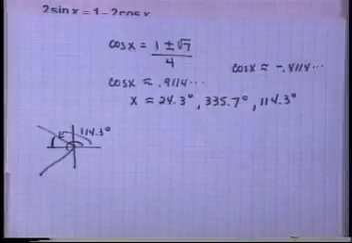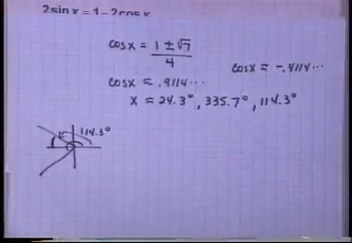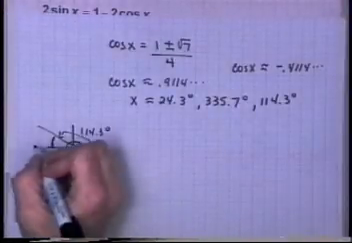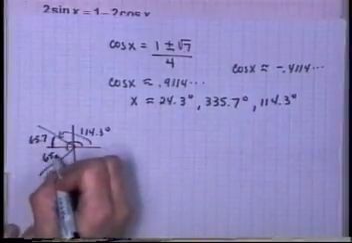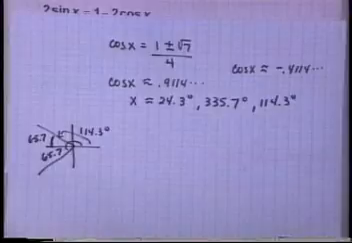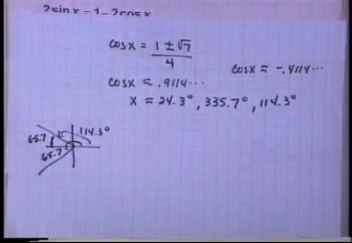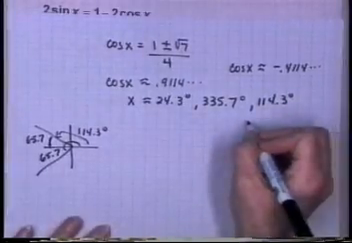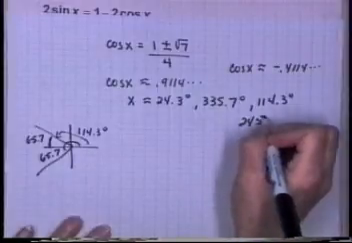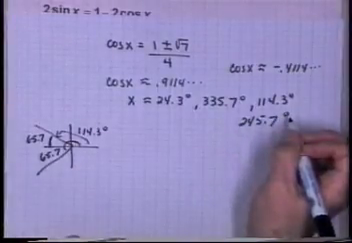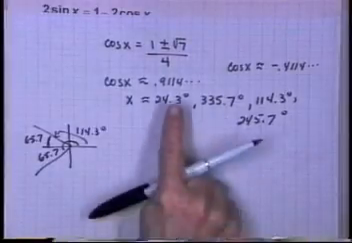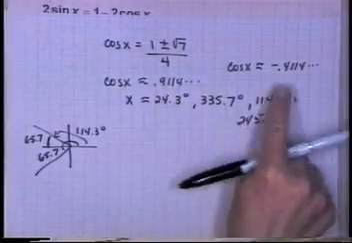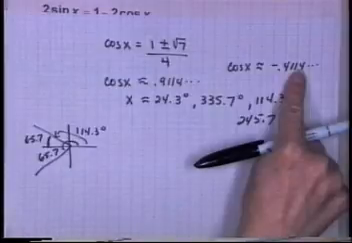180 minus the 114.3. My reference is 65.7. So I'll use 65.7 here. That means I need to add 180 degrees to 65.7. And that gives me 245.7 degrees. So we have 4 solutions here, 2 coming from the positive cosine value and 2 from the negative.